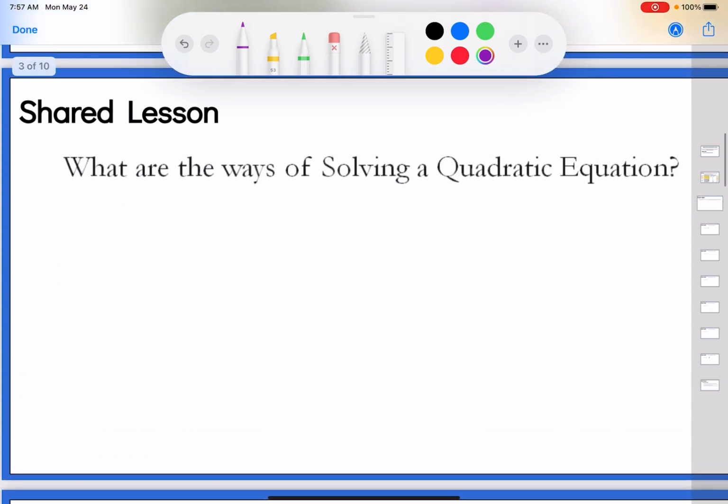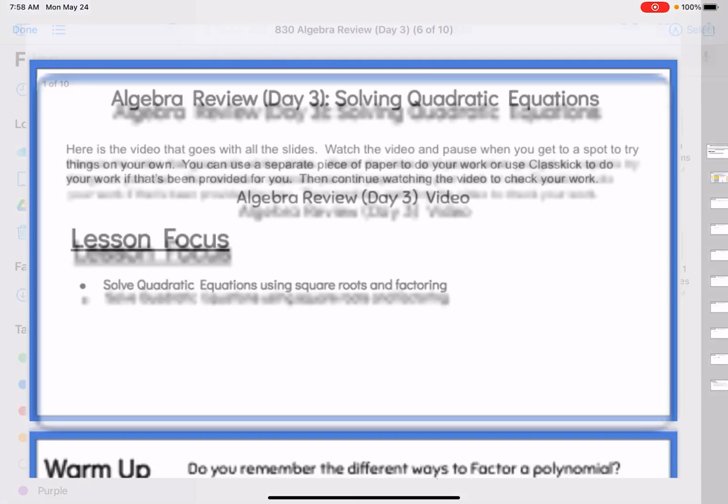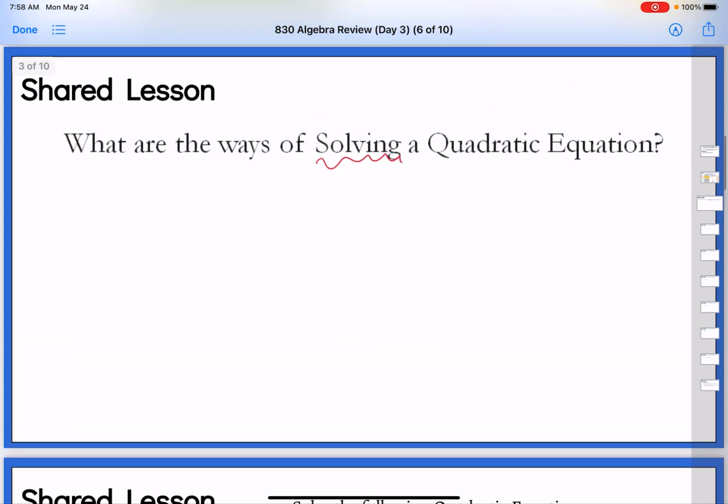Now, let's talk about what our ways of solving a quadratic equation are. I kind of gave you a hint in the beginning of what we were going to do today, and in the last slide when we were talking about how to factor, that's definitely one of them. But the first and easiest method for solving a quadratic equation is to use square roots.